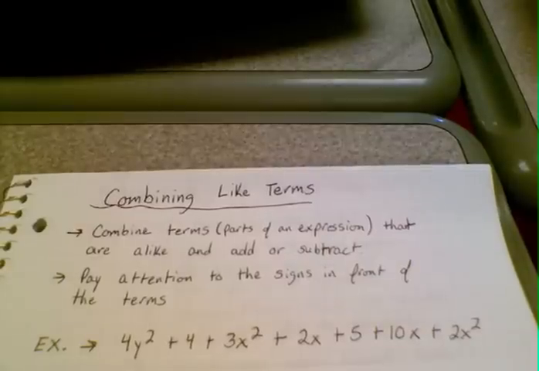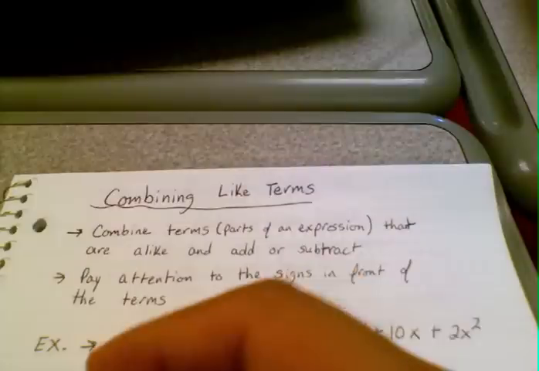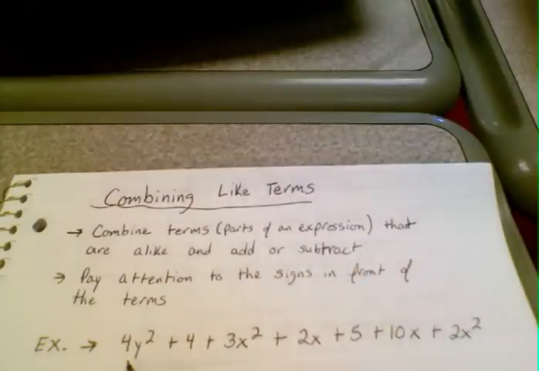Here we have an expression, and in this we have terms here. So we have 4y squared plus 4 plus 3x squared plus 2x plus 5 plus 10x plus 2x squared. We are going to combine the terms that are alike. So let's look at 4y squared. We need to see if there are any more y squareds that we can add or subtract to the 4y squared that we see here.